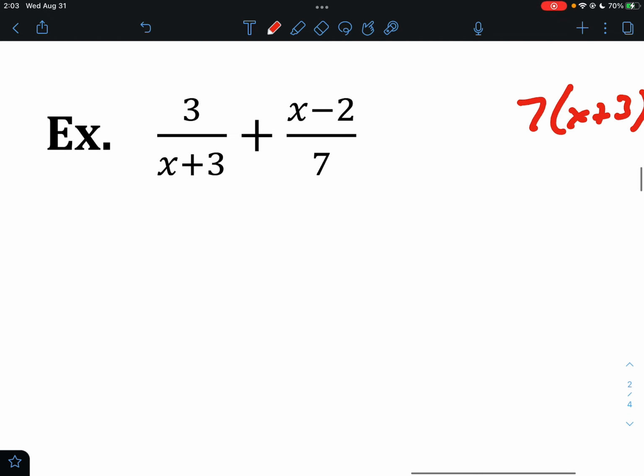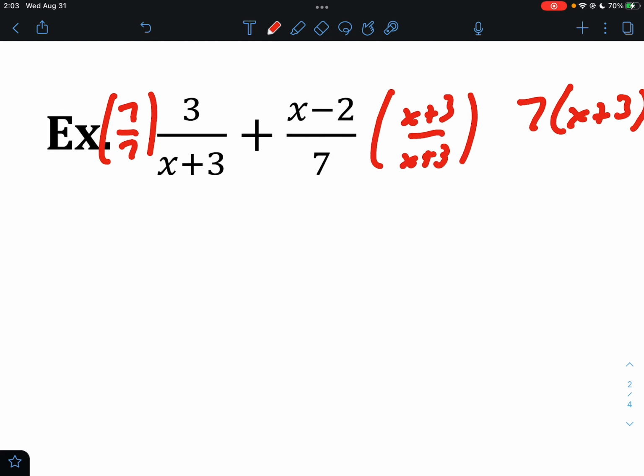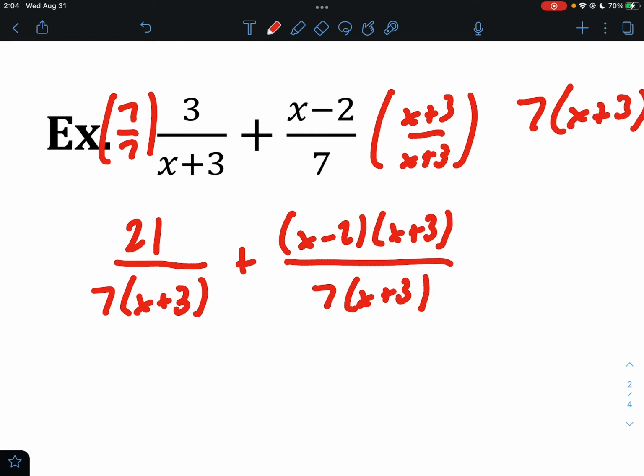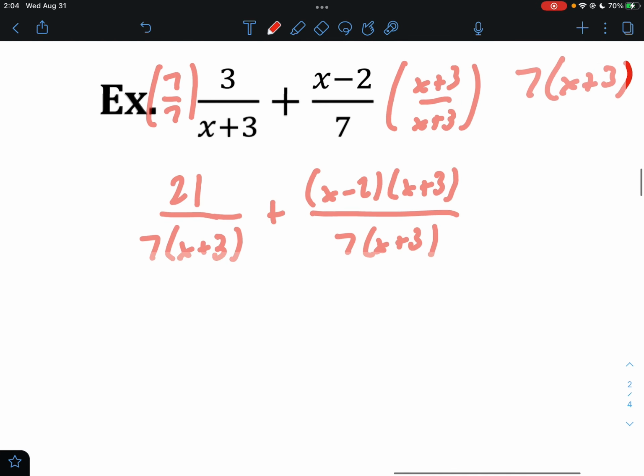So we'll multiply the first fraction by 7/7, and the second one by x plus 3 over x plus 3. We get 21 over 7 times x plus 3, plus x minus 2 times x plus 3 over 7 times x plus 3. And now we can add these together.